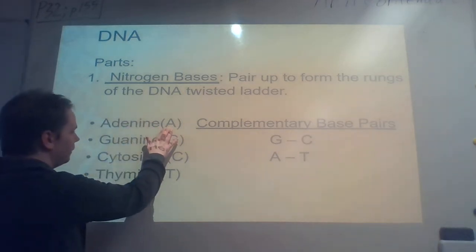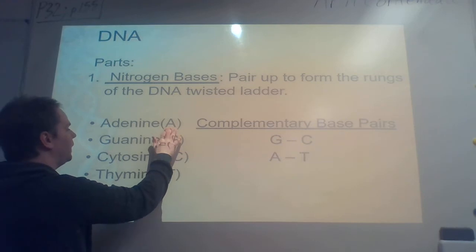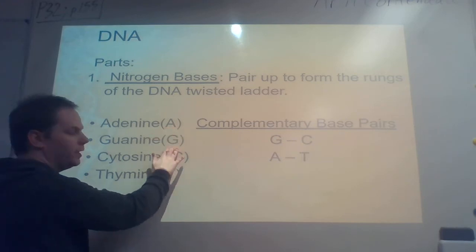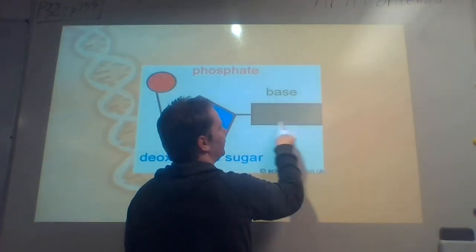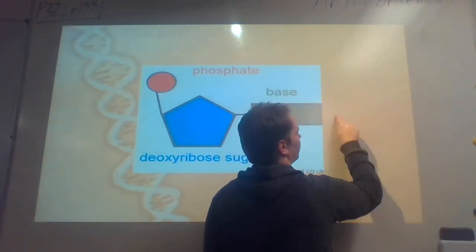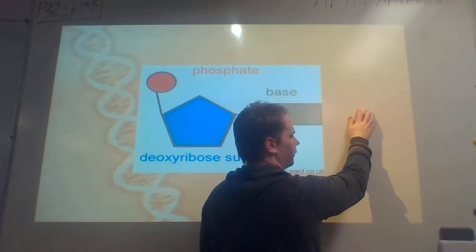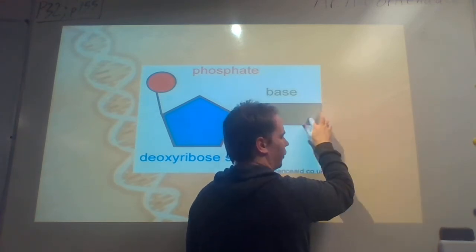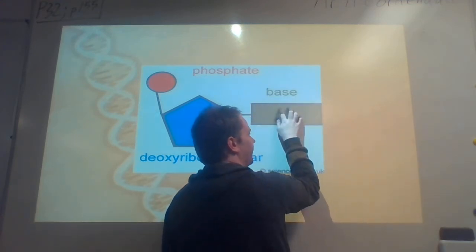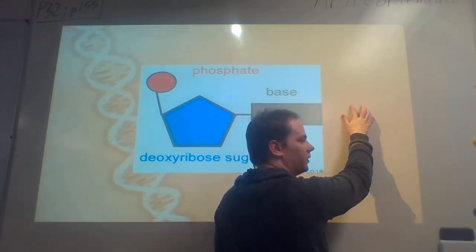So adenine cannot bind to guanine. So if we go back here, if this is adenine, then the next base over can't be guanine or cytosine. It has to be thymine, because those are the pair. If this is guanine, then this has to be cytosine.